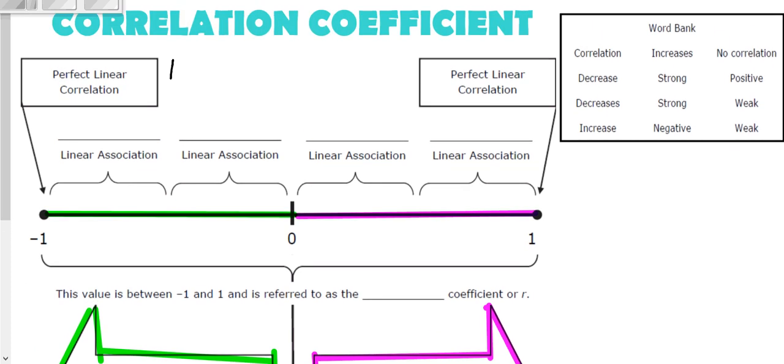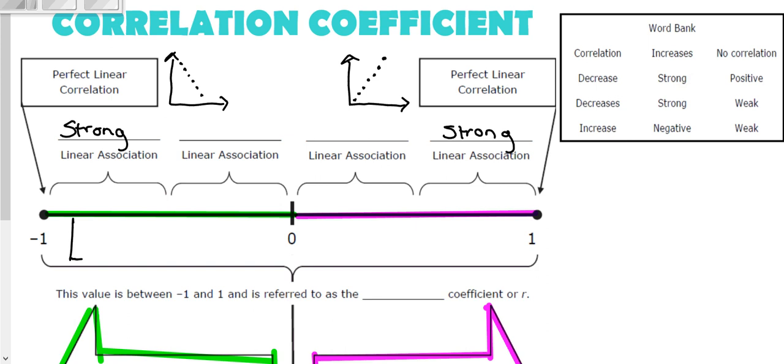A perfect linear correlation on the negative side would just be a straight line decrease. And a perfect linear correlation at a positive one would be a straight line positive increase. Okay, so we can have a strong linear association, a negative strong, and we can also have a positive strong.